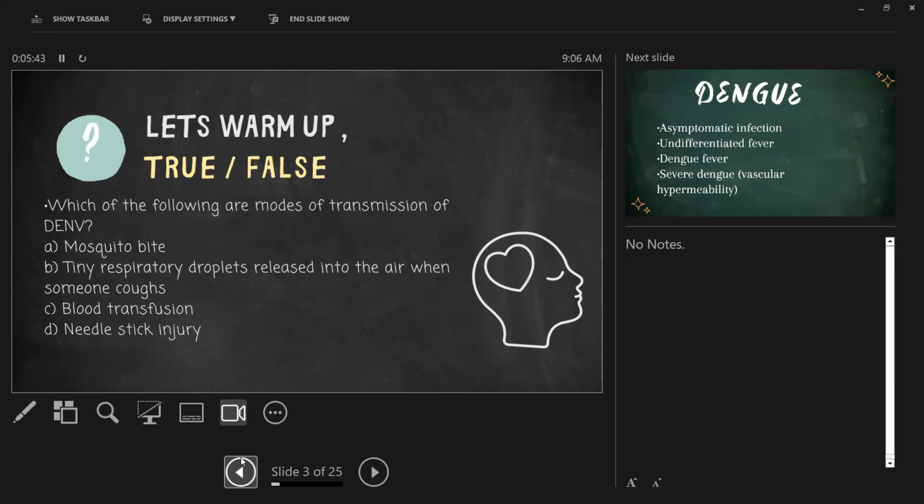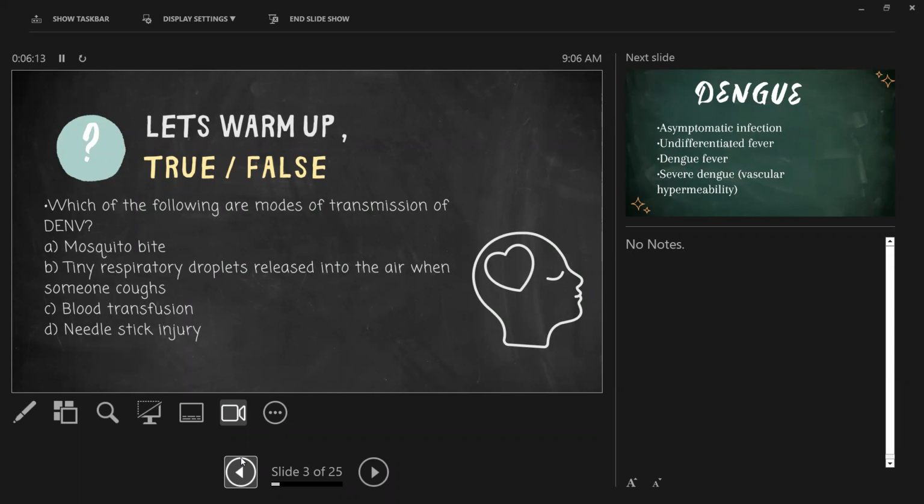Okay, so let's warm up. For those who are going for exam, true or false. Which of the following are modes of transmission of dengue virus? A, mosquito bite. True. B, false. C, siang. Total marks now is 1. If wrong, negative 1. The correct answer is positive, true.